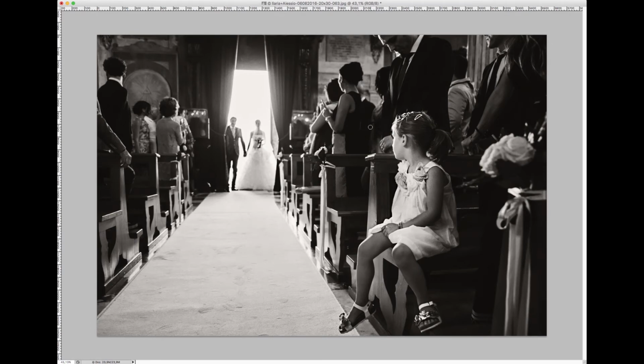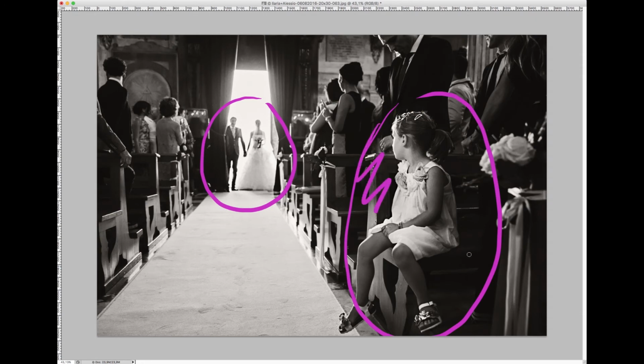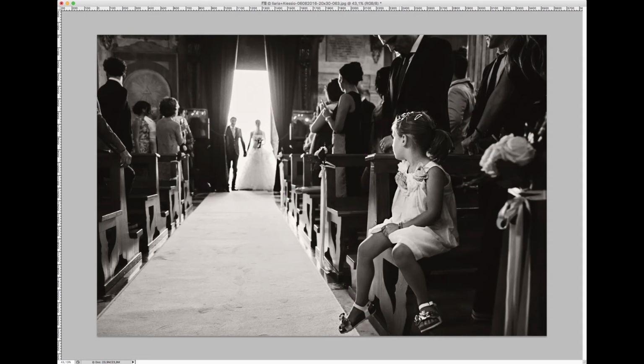Also, what helps is the relationship between the subject and the background, which makes the picture very readable. So we have a dark subject against a bright white background over here, and we have a white subject over a dark background over here, and they both contribute in making the picture immediate to read, to anyone.